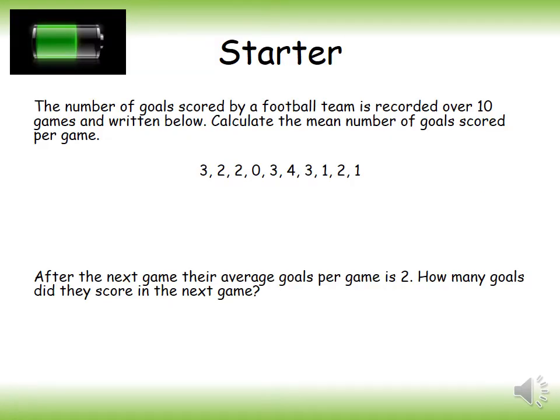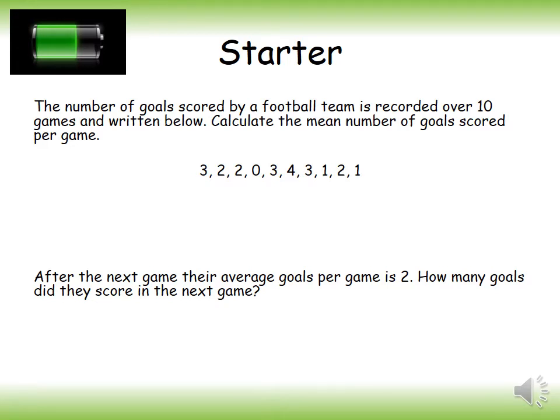Okay, so by way of starter, I've got two questions here just to recap on the normal way of calculating mean. So as always, I will pause this for 5 seconds and then start revealing the answers. So I shall pause so that you have chance to freeze the screen. Okay, so I'm about to reveal the answer.